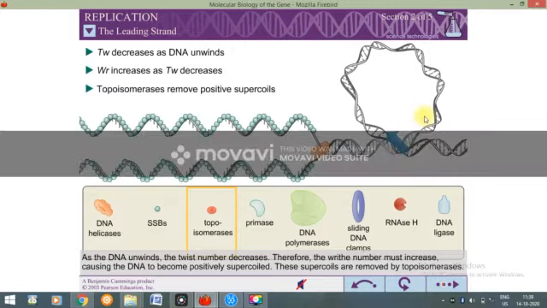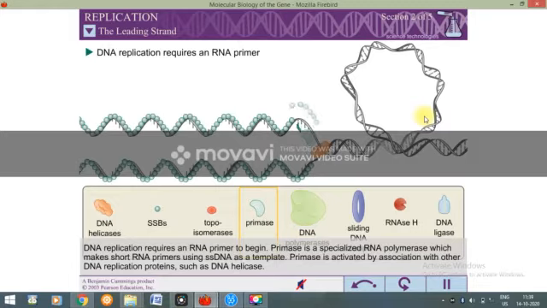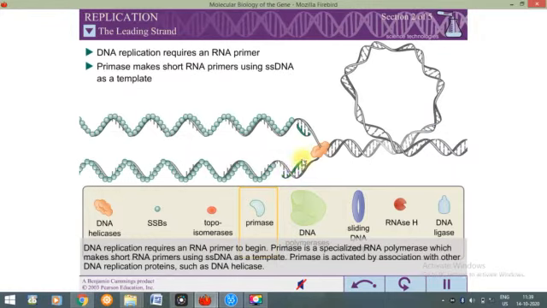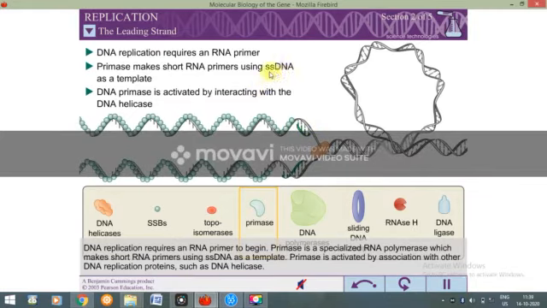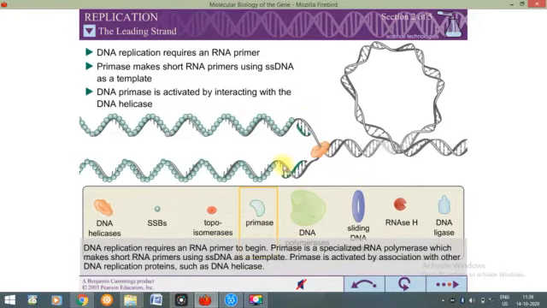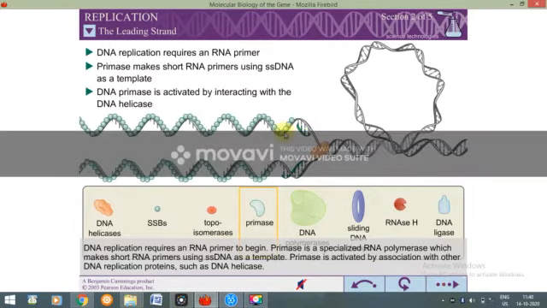Let's proceed. The next part is about primase. Now what is the function of primase? It is providing some RNA primer over here. You can see this green part, this part and this part, these are primers. Primase makes short RNA primers which are made up of RNA, using ssDNA. What is ssDNA? This part is ssDNA, single stranded DNA. Again this part is ssDNA. So with the help of ssDNA, this primase comes and sits over it, and it helps in the formation of short RNA primers.